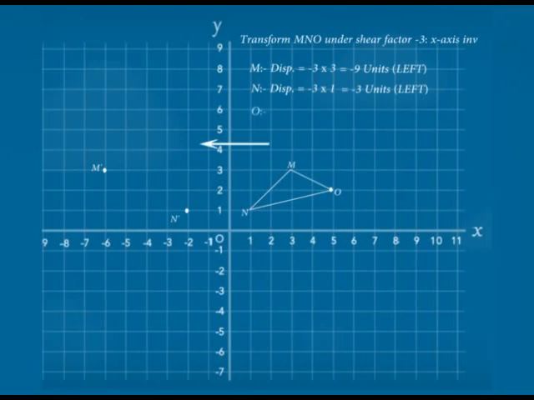Lastly, point O. Perpendicular distance is 2 units. Shear factor is -3. Displacement is -3 times 2, which is -6. So we move 6 units leftwards. And O prime is here. If we join all the 3 points, this is our new triangle as a product of the shear process.